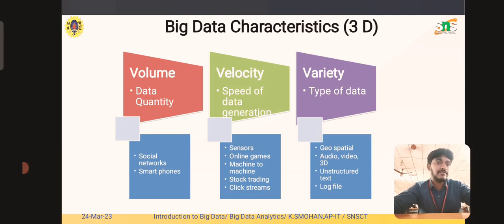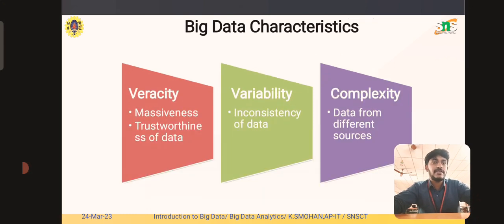Variety is different types of data, for example structured data, unstructured data, log files, text files, geospatial files, audio and visual files, etc. Veracity is nothing but the truthfulness of data. Some data will be fake data, some data will be exact data, so we need to find the trust in the data. That is veracity. Variability is the inconsistency of data. Then complexity is data from different sources. So that is complexity.